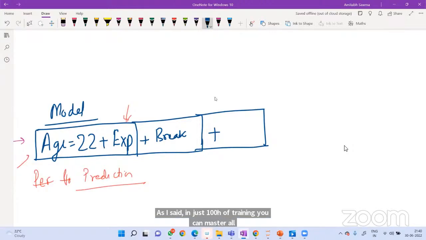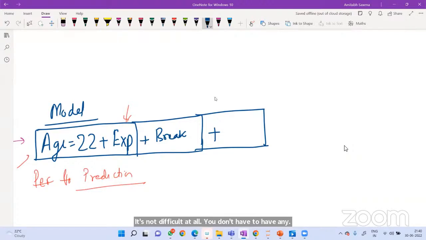And it's very easy. It's not difficult at all. You don't have to have any IT background. You don't have to have any mathematics or statistical background. You just need to identify the algorithm. That's it. It's very easy to identify nowadays. So I will just add one more variable here. This now becomes the new equation for my prediction.